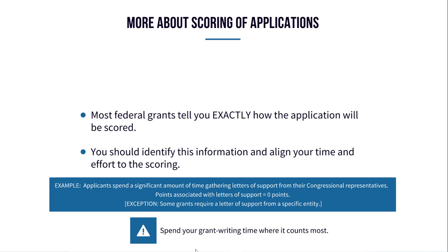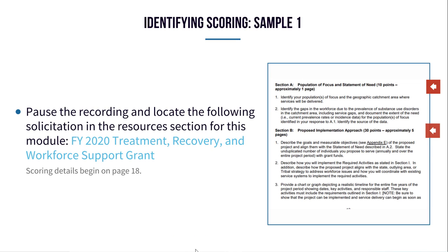One exception is if the grant did require an actual letter of support from a specific entity, then you want to spend your time there. But in general, the amount of time you should spend on gathering those kinds of letters is really none. So spend your time where it counts.